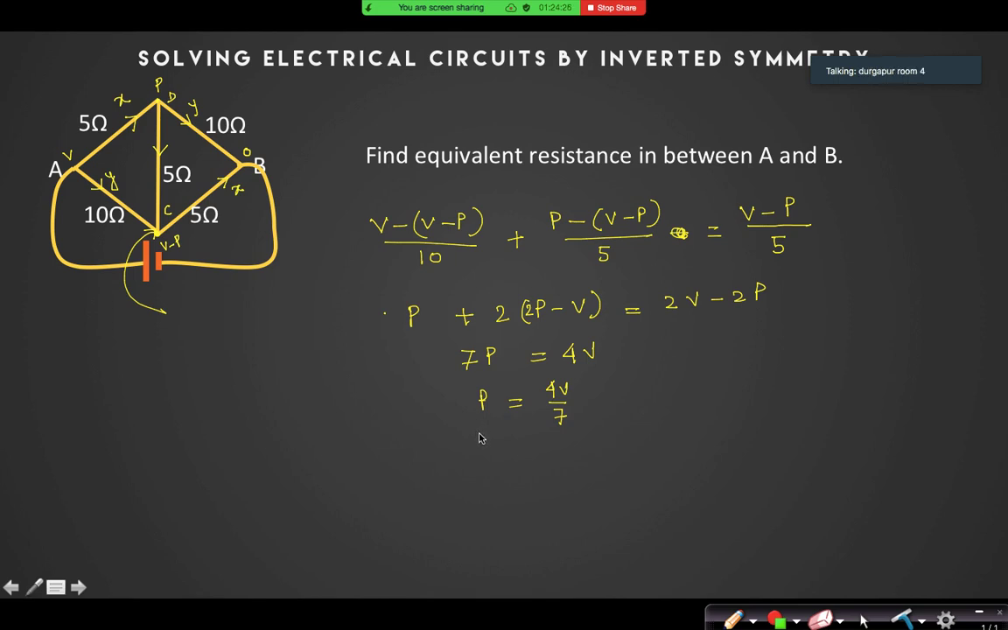Yes or no? Yes, sir. If P is equal to 4V by 7, then what is V minus P? V minus P is equal to 3V by 7.